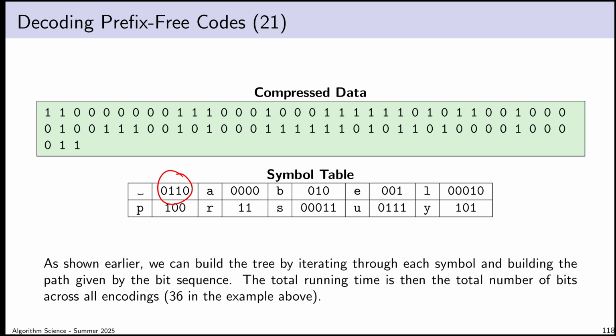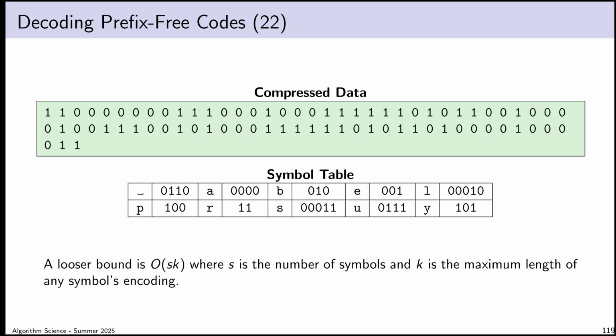And that means that the total running time of the operation of building the tree would just be, well, okay, I do one step per bit in each of the different encodings in the table. So it would be the total number of bits across all encodings of the table, which would be 36 in this example, if it makes much of a difference.